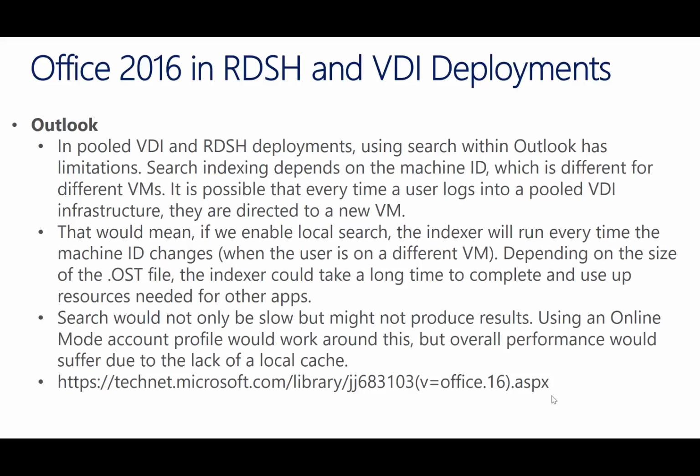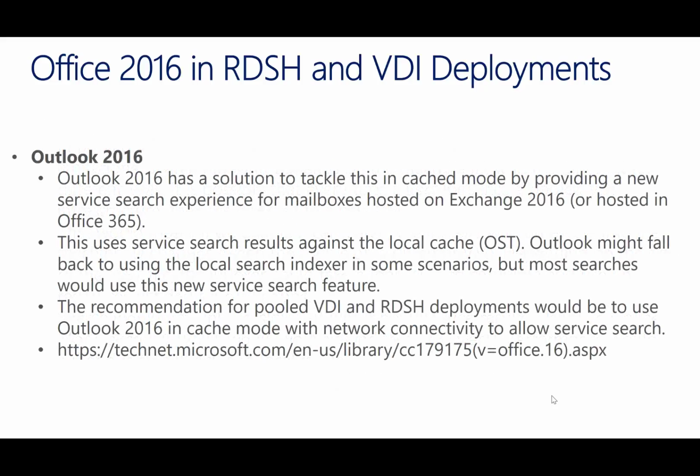But sometimes when people did try to enable the local cache, they didn't necessarily have the appropriate hardware to actually scale out with that. What's been changed with Outlook 2016 is that in cached mode, it's got a new service for the search experience, where it basically searches against the local cache, and in some scenarios it can still fall back to using the local search indexer, but in most cases the searches are going to use that new service search feature.